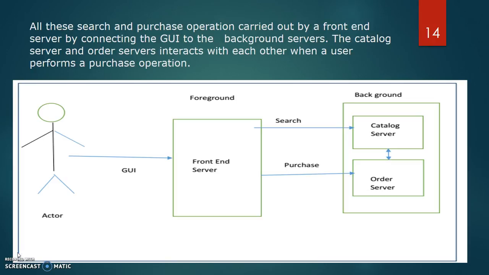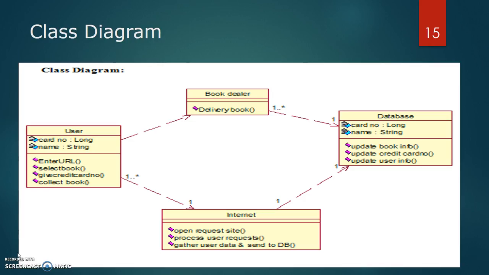Here all the search and purchase operations are carried out by the front-end server by connecting the GUI to the background servers. Here the actor, who is the user, will perform all those actions with the help of the GUI interface and the foreground server, and the foreground server will be connected to the background server in which the catalog and the order servers are related, where the search and purchase transactions are performed. This is the class diagram.